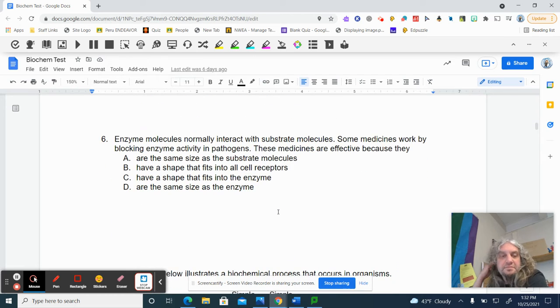6. Enzyme molecules normally interact with substrate molecules. Some medicines work by blocking the enzyme activity in pathogens. These medicines are effective because A, they are the same size as the substrate molecules. B, they have the shape that fits into all cell receptors. C, they have a shape that fits into the enzyme. D, they are the same size as the enzyme.